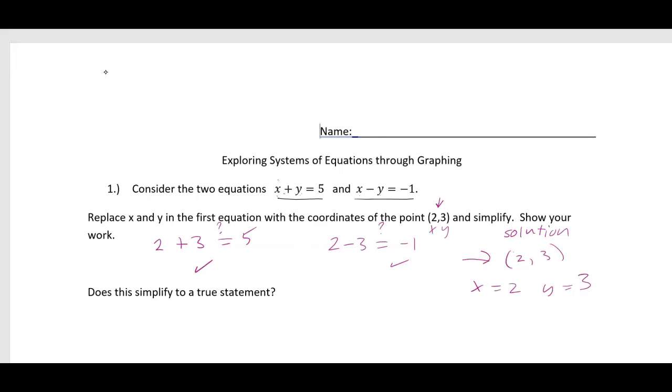So both of these simplify to a true statement. If I put the point x is 2, y is 3 into the first equation, I get a true statement. If I put it in the second equation, I get a true statement. So that is the solution.